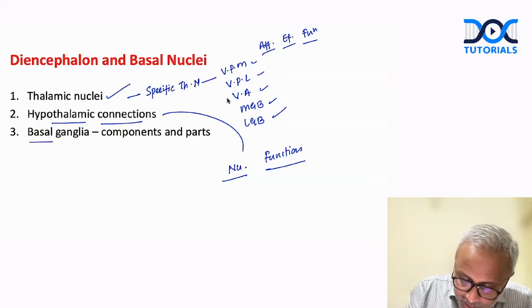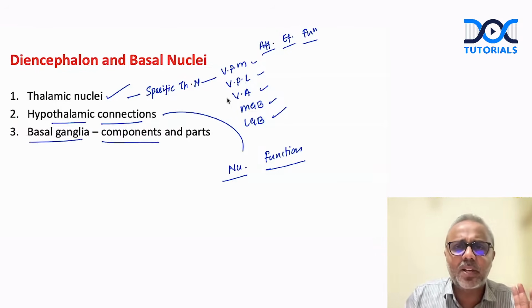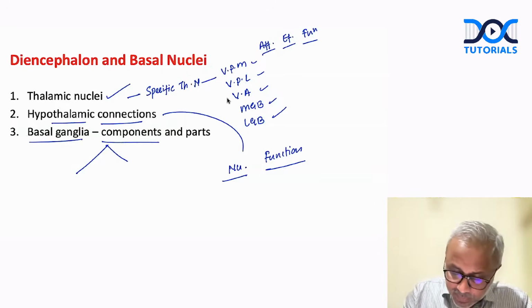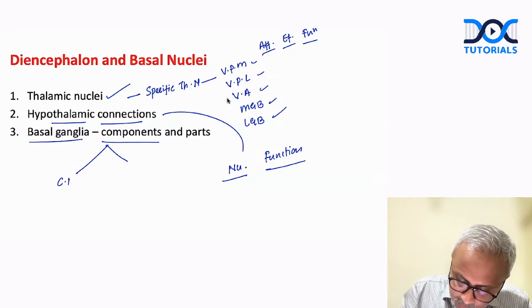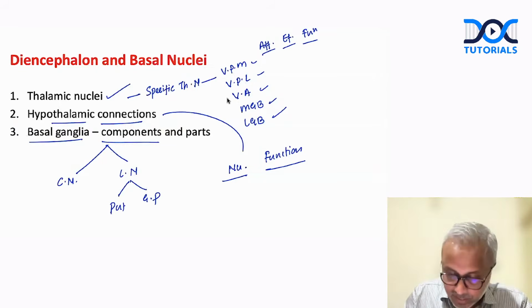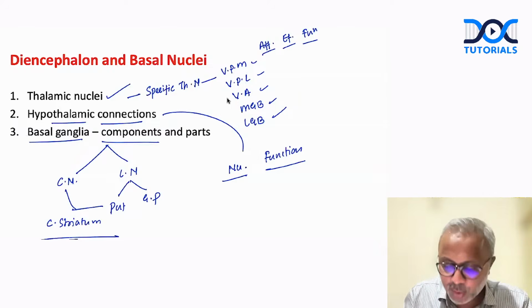Then know a little bit about basal ganglia at least. Okay, in basal ganglia, just the components. So what are the components of basal ganglia that we must know? The basal ganglia is divided into, let's say, the caudate nucleus and the lentiform nucleus. And the lentiform nucleus is further divided into putamen and the globus pallidus. The caudate nucleus and putamen put together is called corpus striatum. At least this you must know.